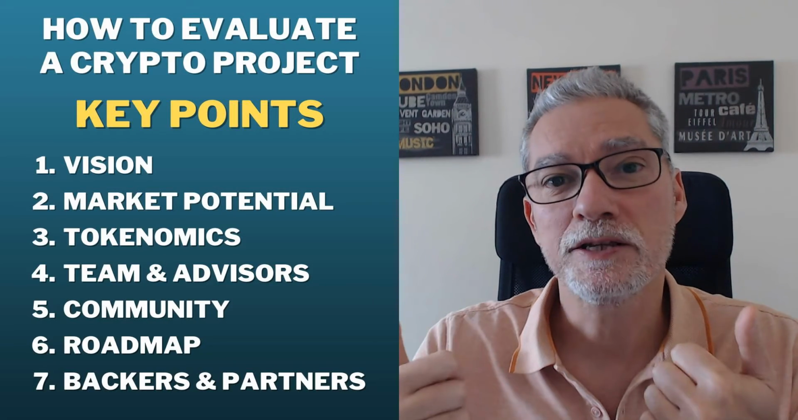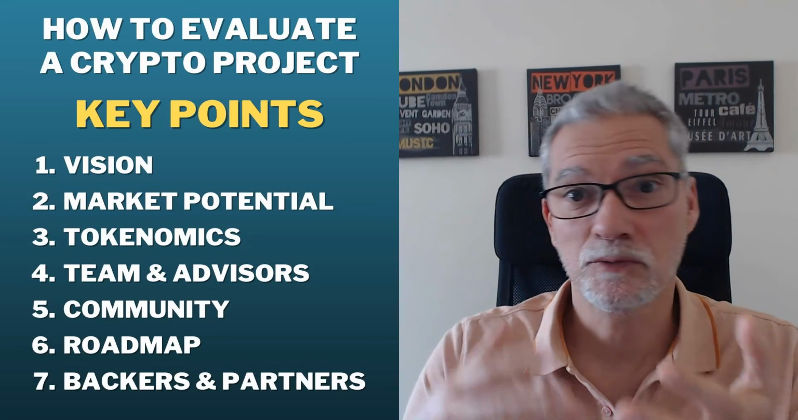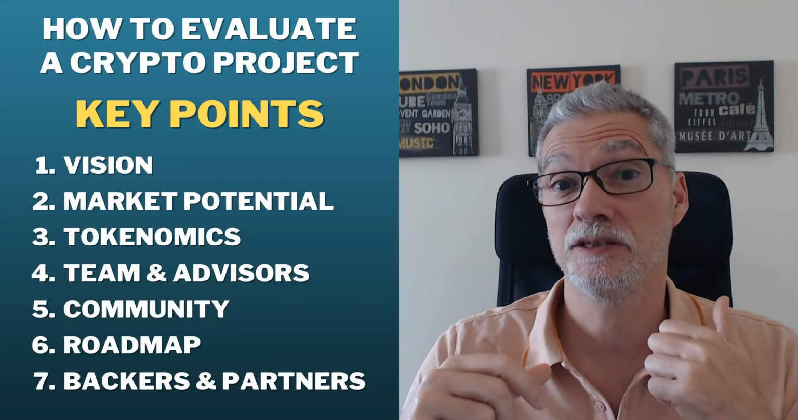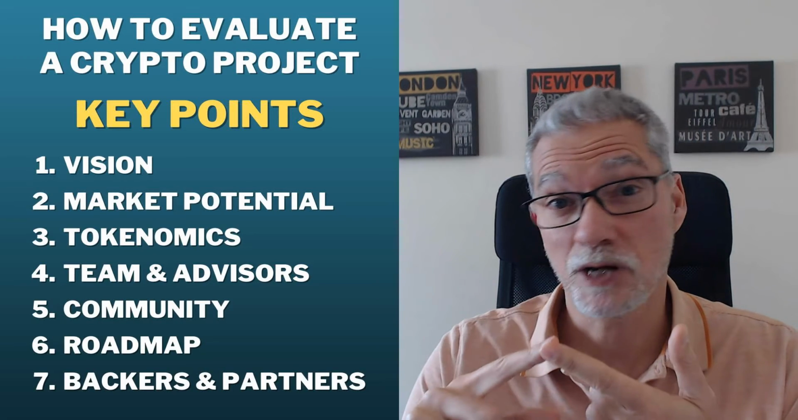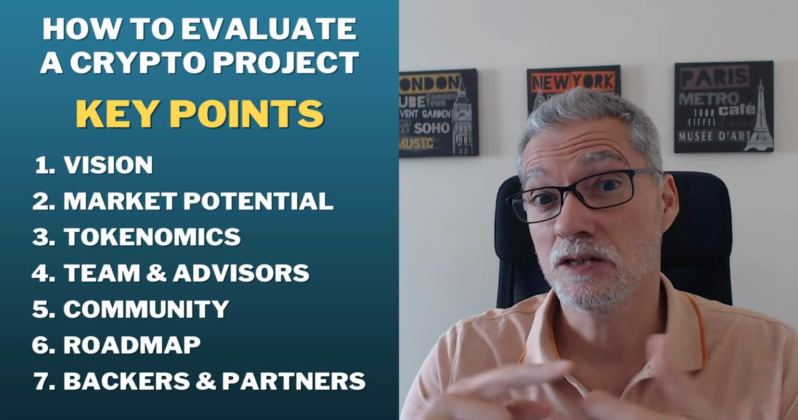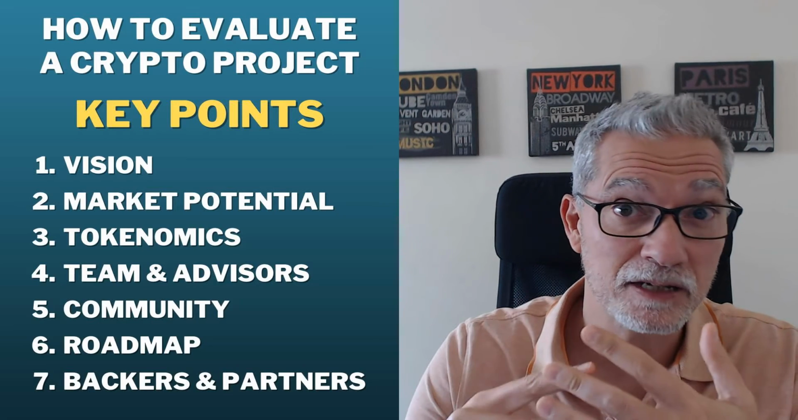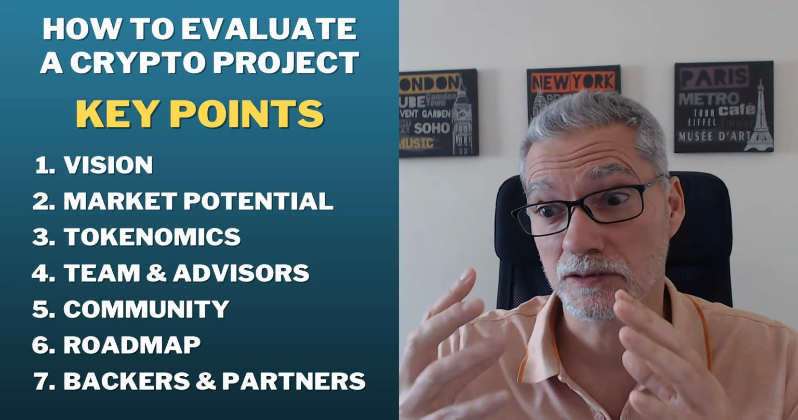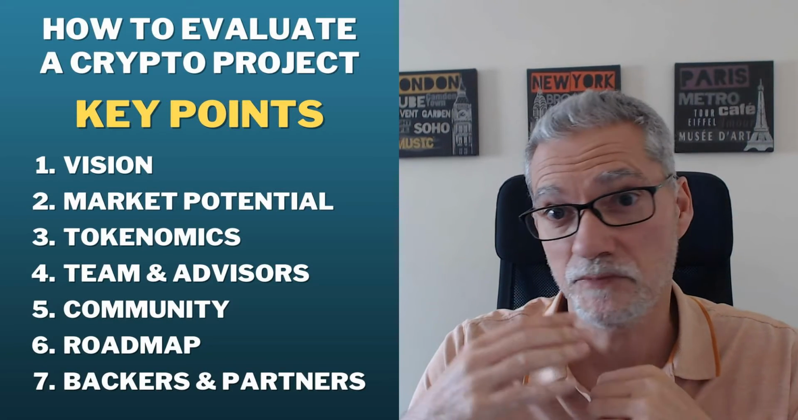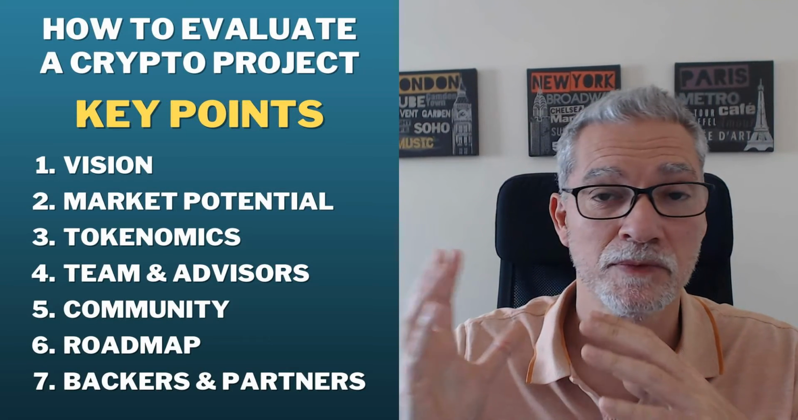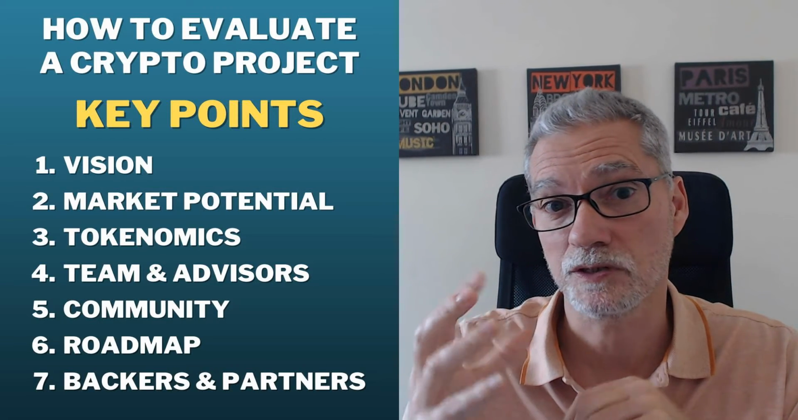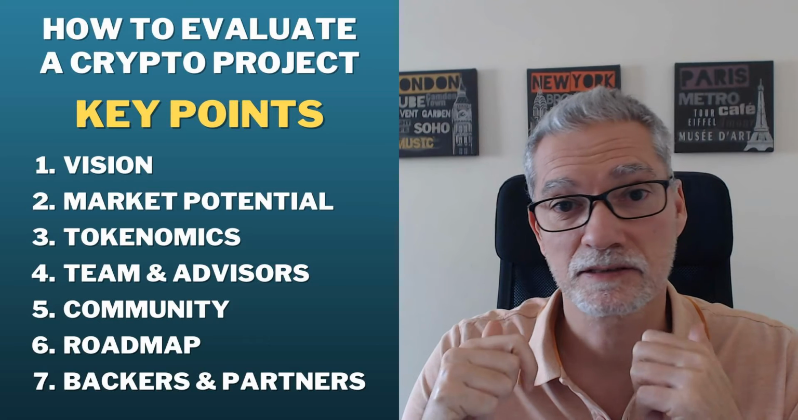So the key points to evaluate a crypto or a blockchain project are the vision of the project, the market potential, the tokenomics, the team and advisors, the community, the roadmap, and finally the backers and the partners. These are the ones that I consider the key points. You can research other details as well, but these are the ones that I really consider being the most important. So guys, let's get started.